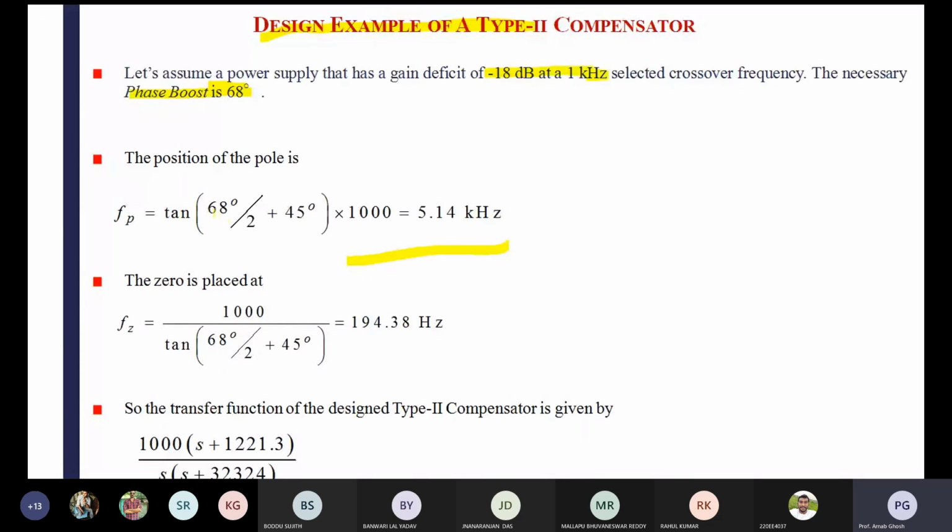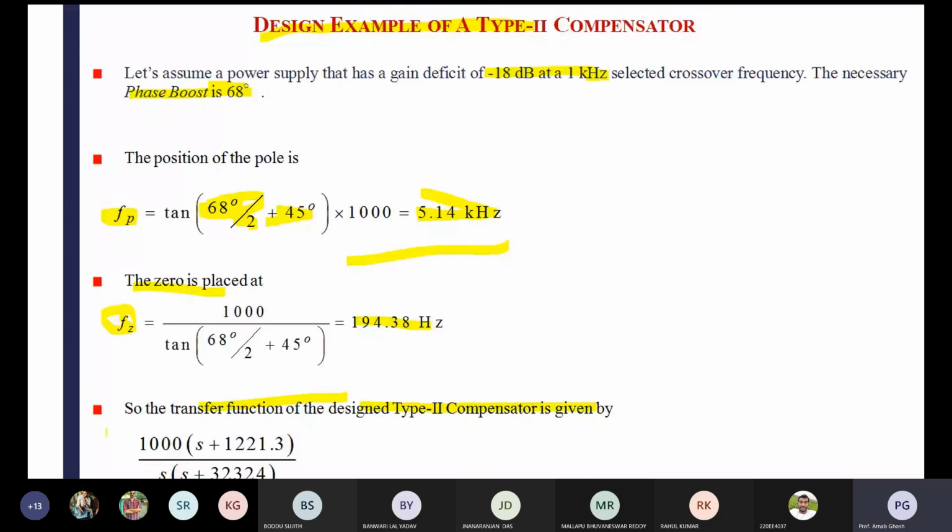Okay, so the K value you can find out, then the pole location frequency, by 2 plus 45 degrees, directly coming 5.14 kilohertz. Okay, it is your pole location, pole frequency, then the zero frequency is there. So zero is placed that way, so you can find out the pole frequency, zero frequency, then if you replace all those values in the form, you will get the type 2 compensator transfer function. That transfer function you have achieved here.